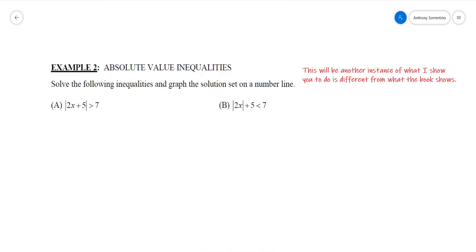So as I start with absolute value inequalities, you're going to see that this is another instance where I'm going to show something a little different than what the book shows. I'm using a method that the book will eventually resort to when I start getting into polynomial inequalities and other types of inequalities later on in the course. I choose to go to it now because there are some rules that say, if I have an inequality with an absolute value, then in some instances it's going to be an or statement, and in other instances it's going to be an and statement.